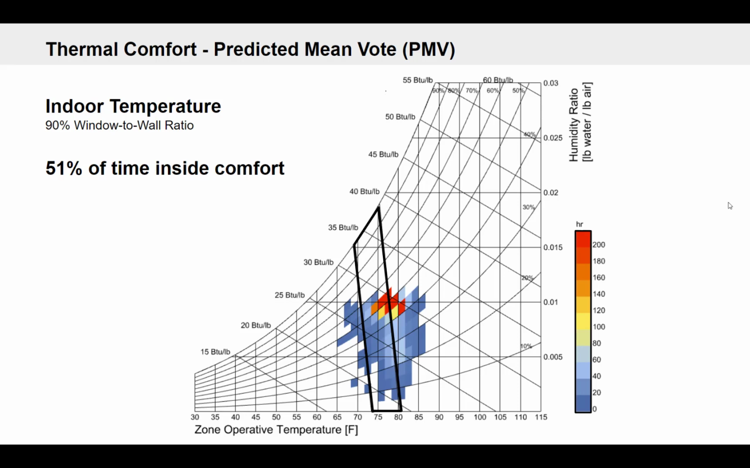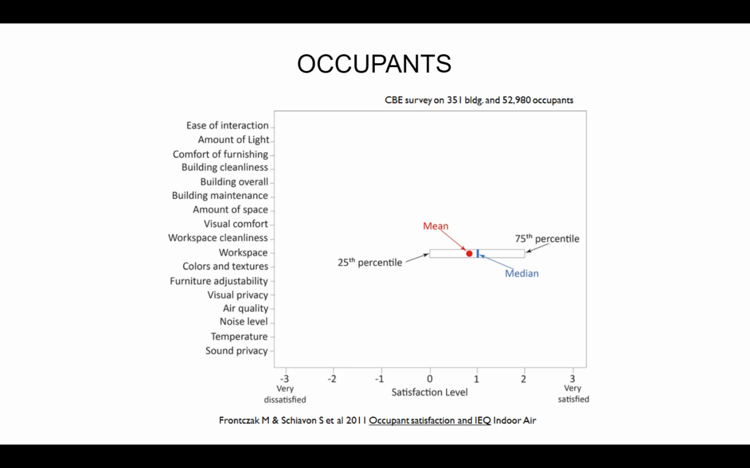And there's actually a lot of real world evidence to show that this probably describes a fair number of the buildings that exist out in the real world. For example, let me show you some data from one of my favorite studies that was conducted at the Lawrence Berkeley National Lab by these two awesome scientists over here. And what they did was they surveyed over 50,000 occupants across 350 different buildings, and they surveyed the occupants about their satisfaction level regarding various different criteria in their buildings. So they looked at ease of interaction, amount of light, amount of space, visual comfort, colors and textures, all these different things, air quality, and they also asked them about the temperature in their space.